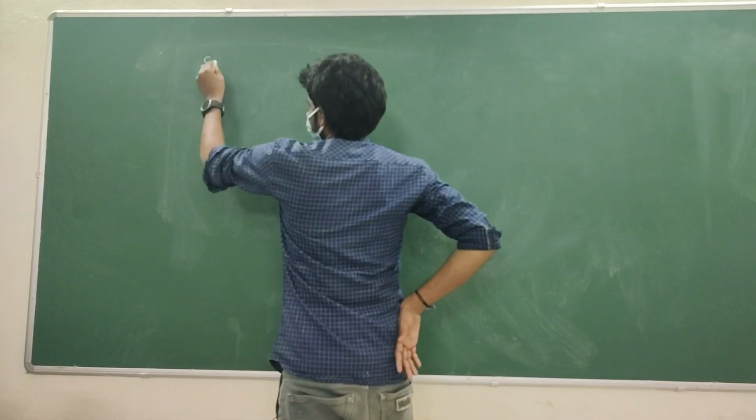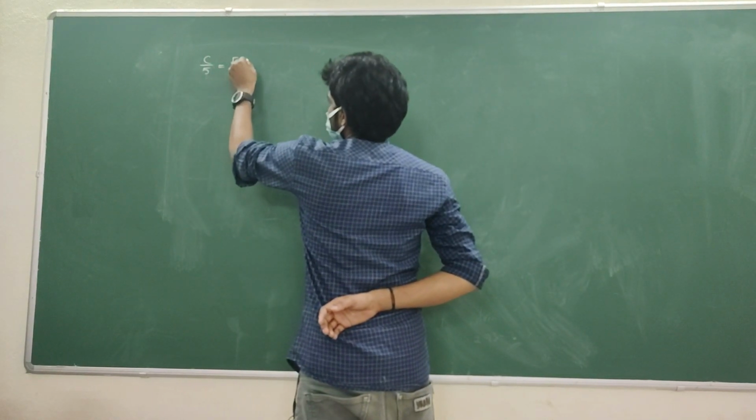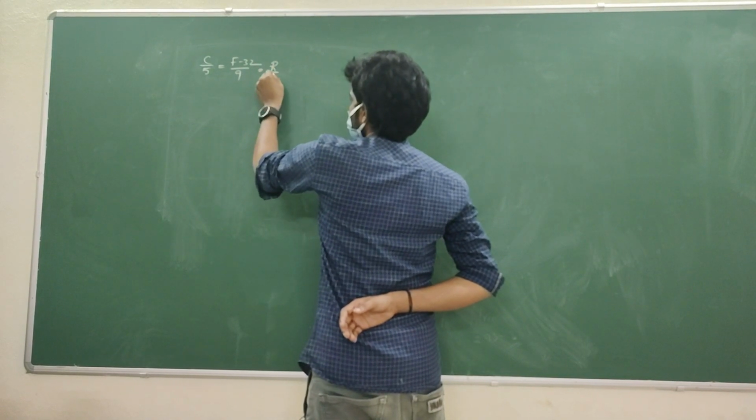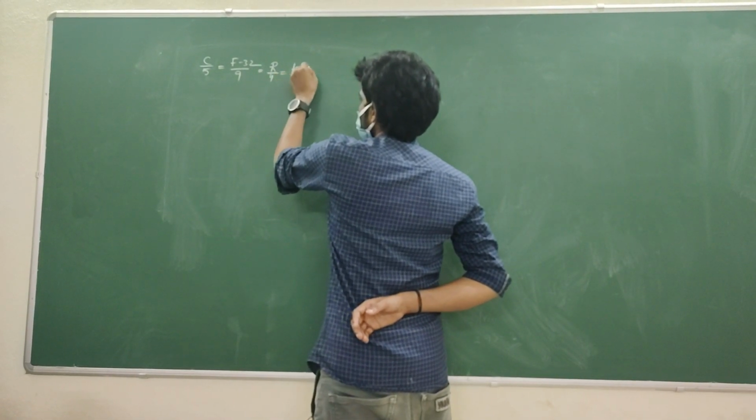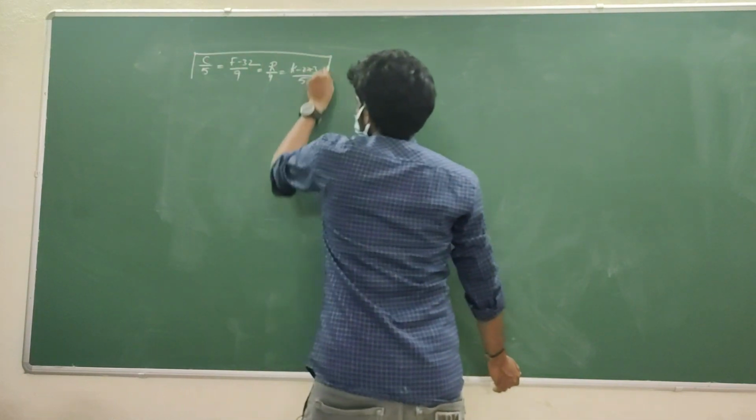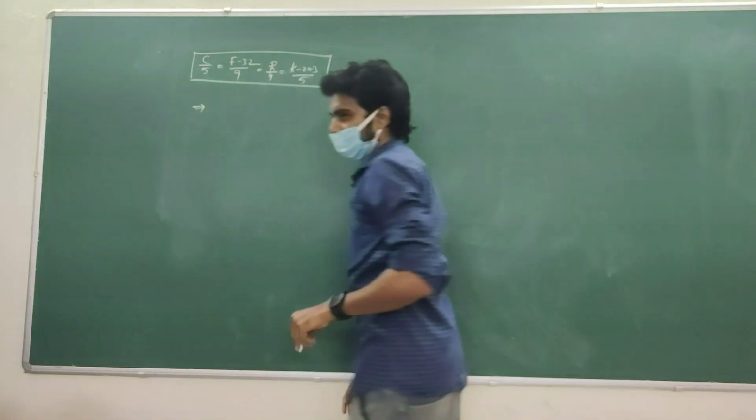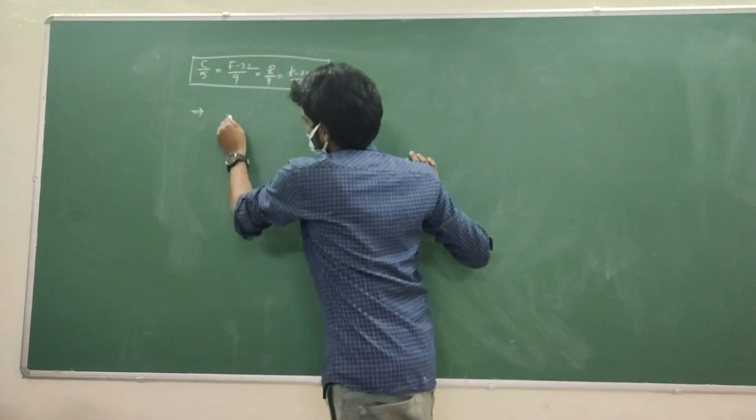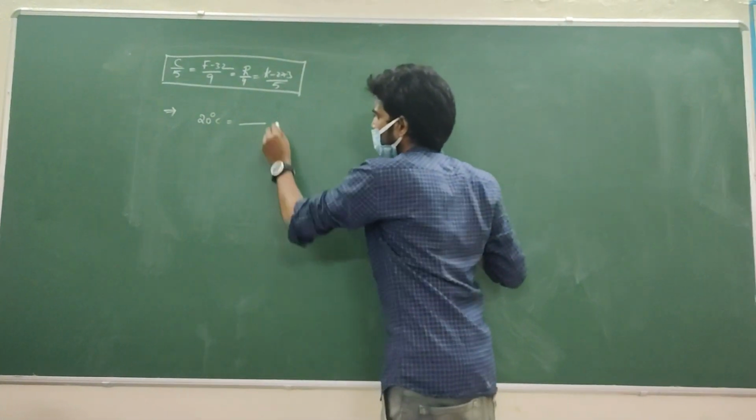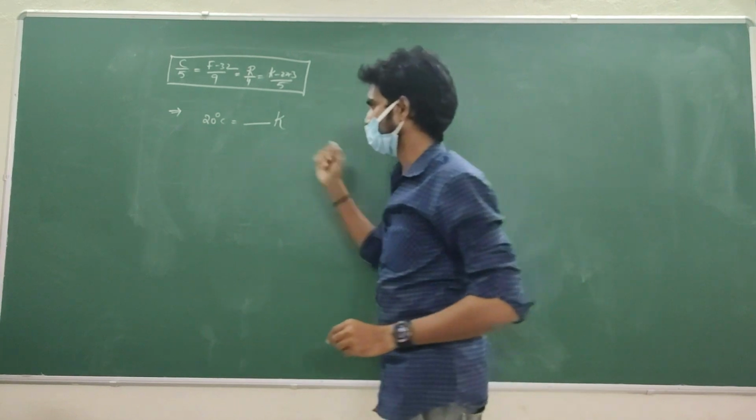So the formula is C/5 = (F − 32)/9 = R/4 = (K − 273)/5, right. So this is the formula, right. Now they had given us a value, let's say 20 degrees centigrade is equal to how many Kelvin, right. They had asked us this question.